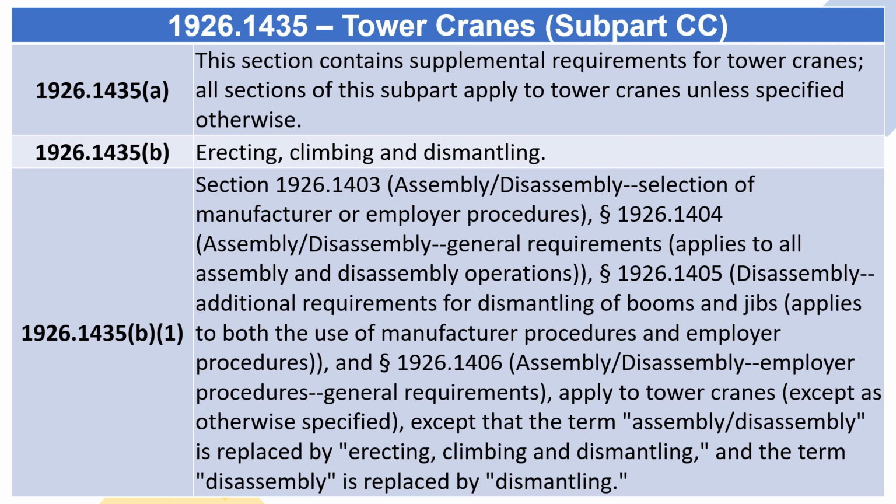1926.1435(b) Erecting, climbing, and dismantling. 1926.1435(b)(1): Section 1926.1403, Assembly/Disassembly Selection of Manufacturer or Employer Procedures, Section 1926.1404, Assembly/Disassembly General Requirements, applies to all assembly and disassembly operations, Section 1926.1405, Disassembly Additional Requirements for Dismantling of Booms and Jibs, applies to both the use of manufacturer procedures and employer procedures, and Section 1926.1406, Assembly/Disassembly Employer Procedures General Requirements, apply to tower cranes, except as otherwise specified, except that the term assembly/disassembly is replaced by erecting, climbing, and dismantling, and the term disassembly is replaced by dismantling.